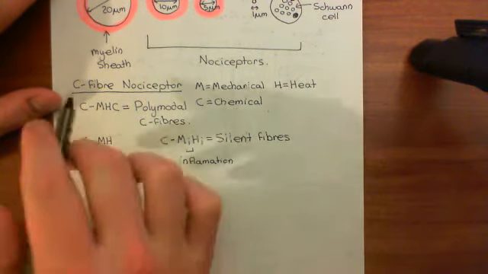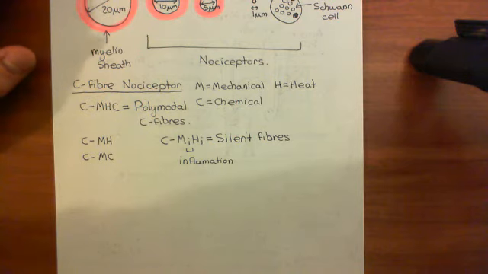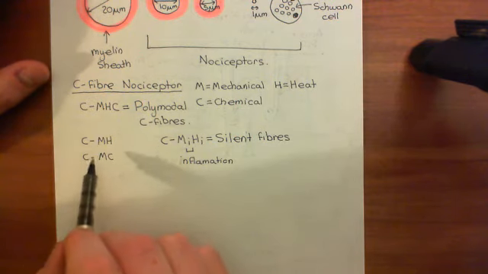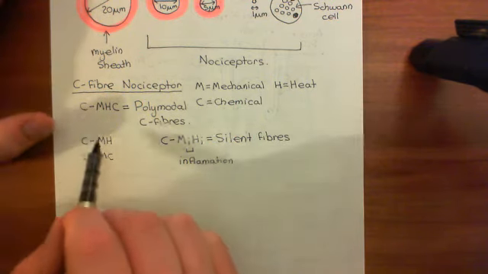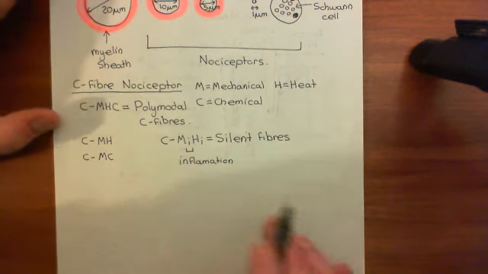So there are the 4 types of C fiber nociceptor, which we are now categorizing functionally. We're splitting them into their different functions, basically.